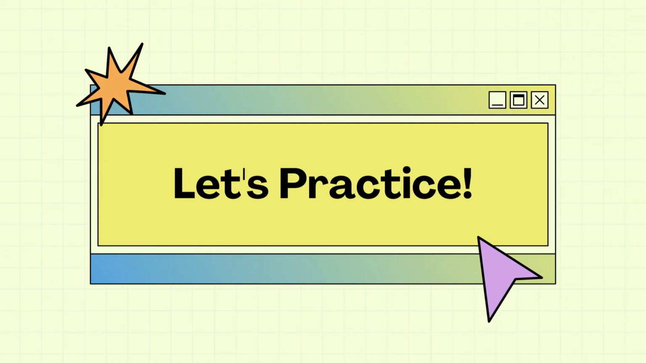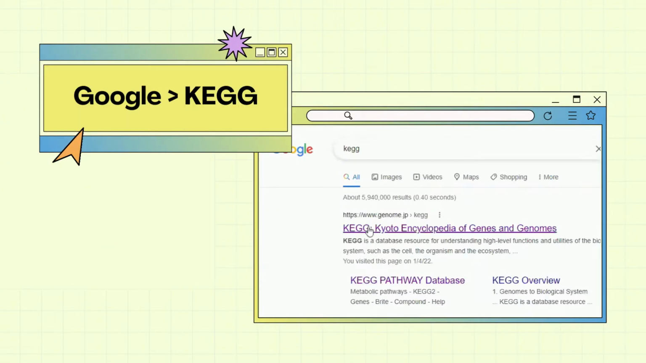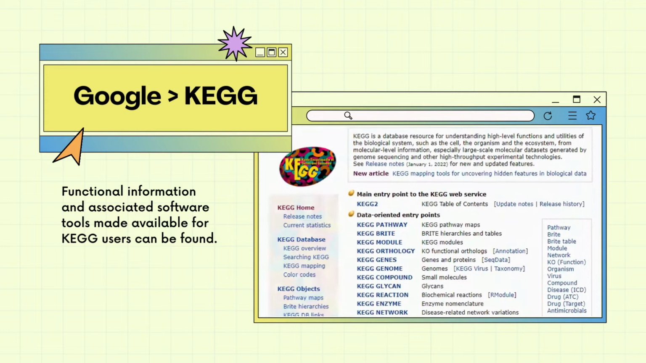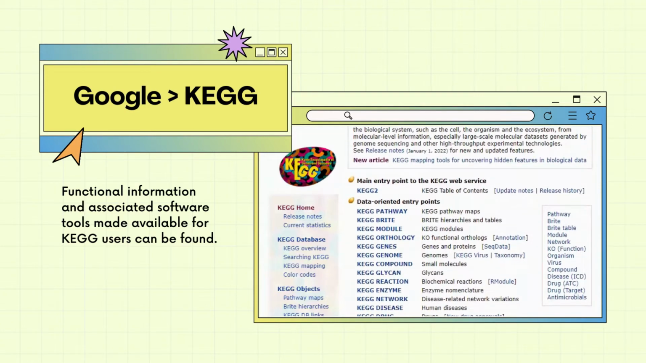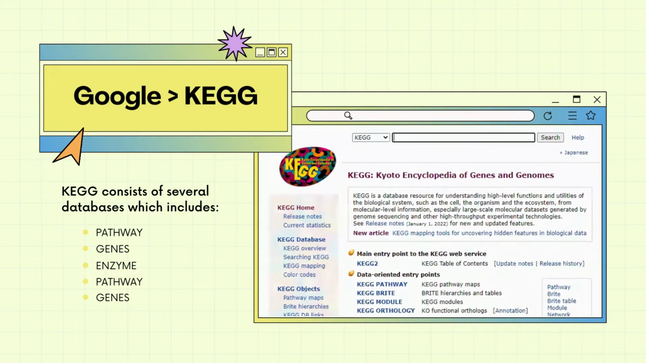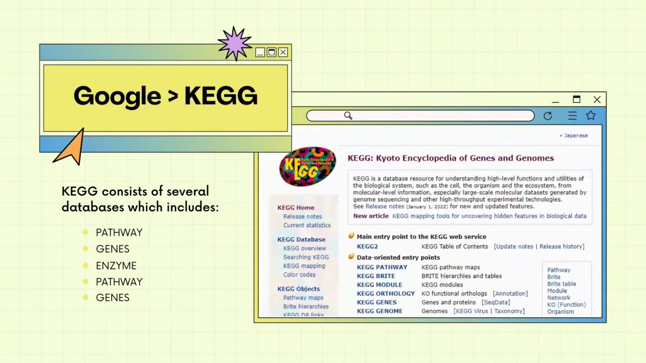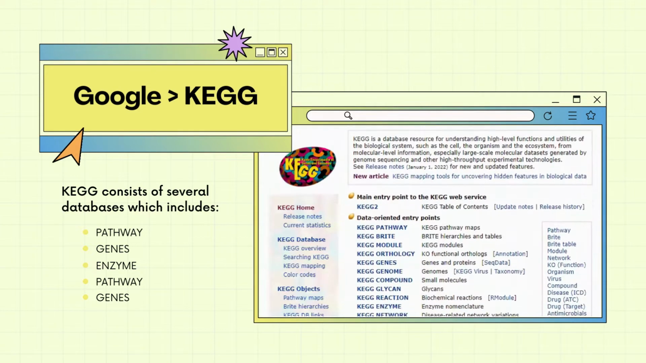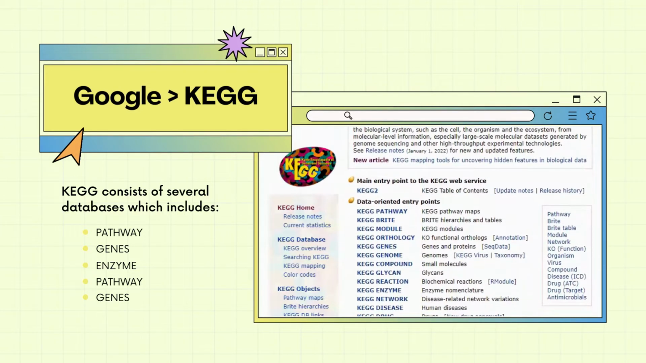A demonstration of how the software can be used in molecular biology or biotechnology. Search KEGG on Google and click on the first result. Here, in the KEGG system, you will find the functional information and along with associated software tools made available for KEGG users. KEGG consists of several databases, which includes pathway for representation, genes for the collection of gene catalogs for all the completely sequenced genomes and some partial genomes, and also enzyme, disease-related networks, drugs, and more.